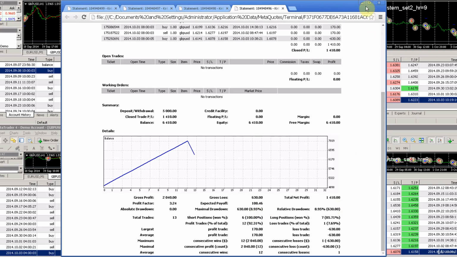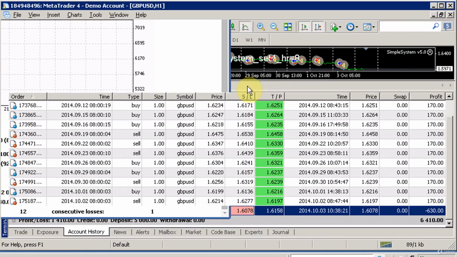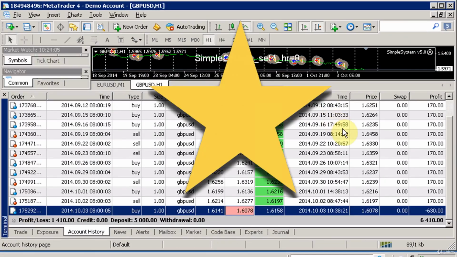So this is another set that we would definitely consider taking forward, putting on a live real account, a mini real account, just for testing it out in real market conditions with real money, and then moving it on to a large scale real account. So this set receives another golden star. Great set, great performance, very happy with it.